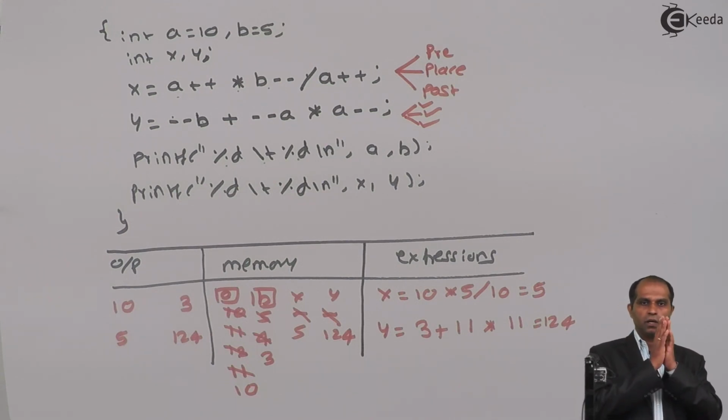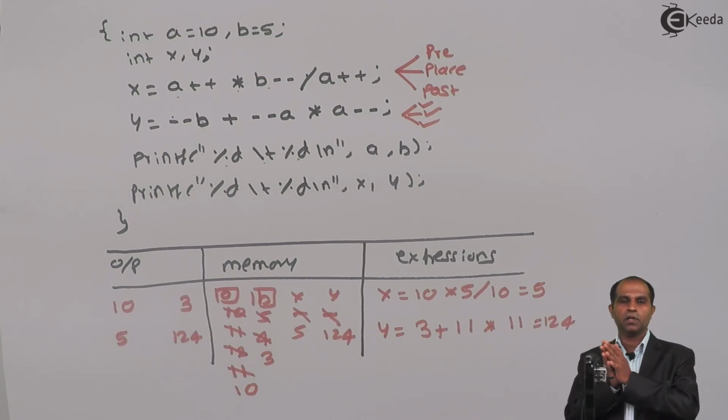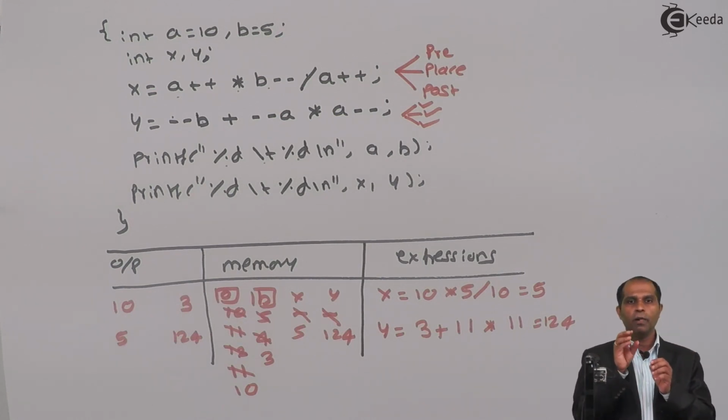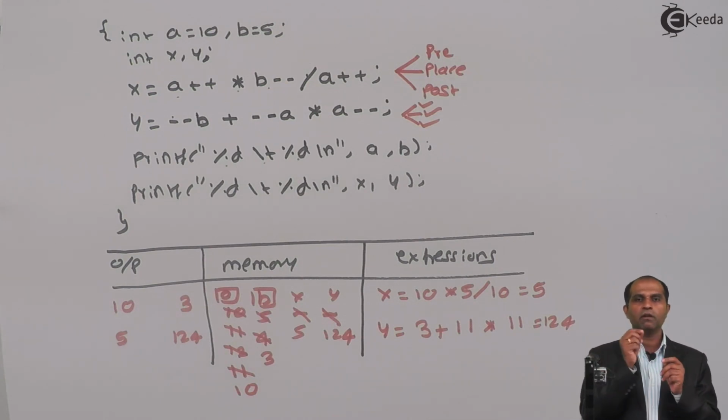Always divide your answers into 3 places: output, memory and expression. Output when it comes to printf, memory where the variable values are going to be changing, and expression wherever we have arithmetic expressions involved. That is about the increment and decrement operators.